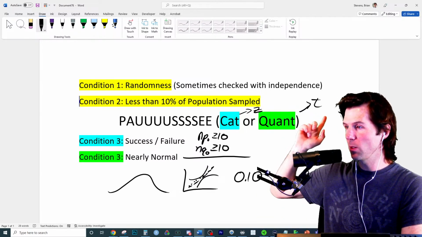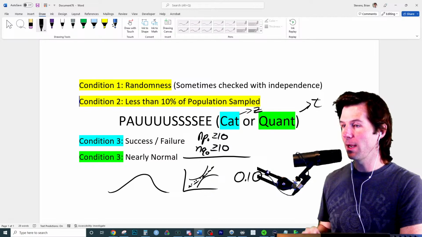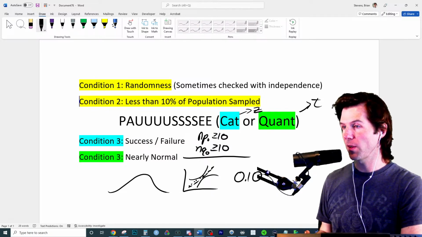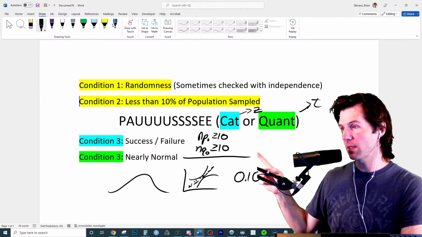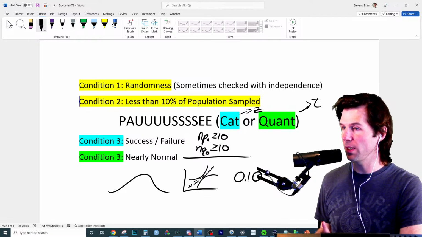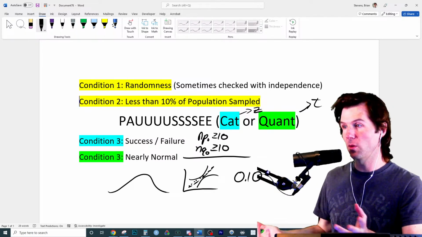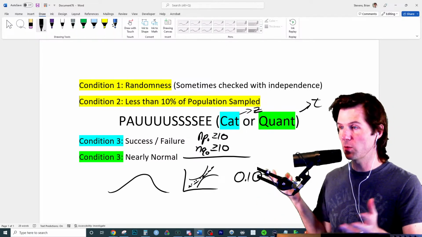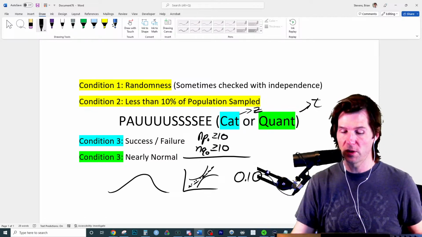Quantitative is going to be the T distribution with means, and so we're going to use the nearly normal condition. Success-failure is going to be categorical, with at least 10 successes and at least 10 failures, checked by np0 and nq0 when doing tests, because we don't know p, and our best guess of p right now is p0, because p equals p0 according to the null.